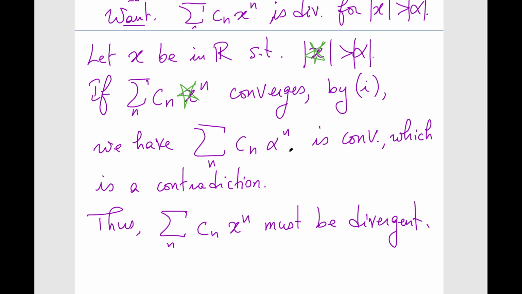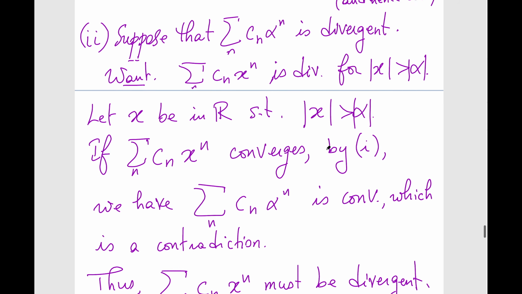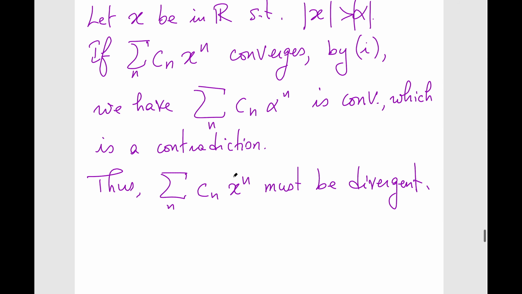Correct? So if you take an x, let me erase these stars, a real number x such that the absolute value of x is bigger than the absolute value of alpha, we showed that this series must be divergent. This is what we want. And the way we did it, again, we assumed that what we want is wrong. So we assumed convergence, and we used part 1 that we just showed. And we discovered that this forces convergence, but this is not convergent because they told us that this is divergent, correct? And as such, that's the contradiction, and we're done, right?